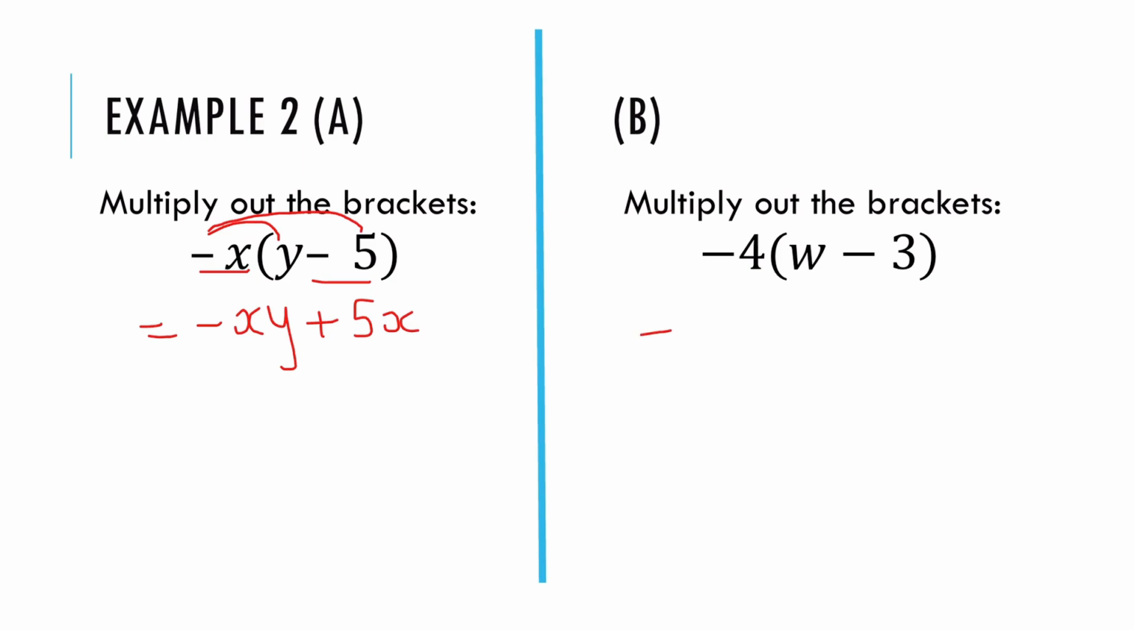In part B, we've got a negative times a positive, which is a negative. 4 times w is 4w. A negative times a negative is a positive. 4 times 3 is 12.